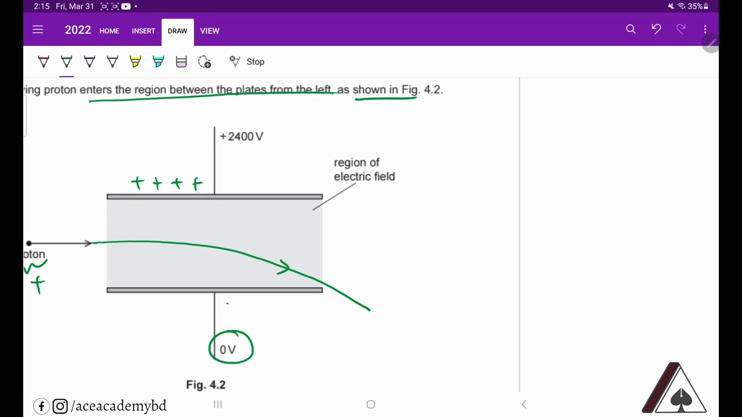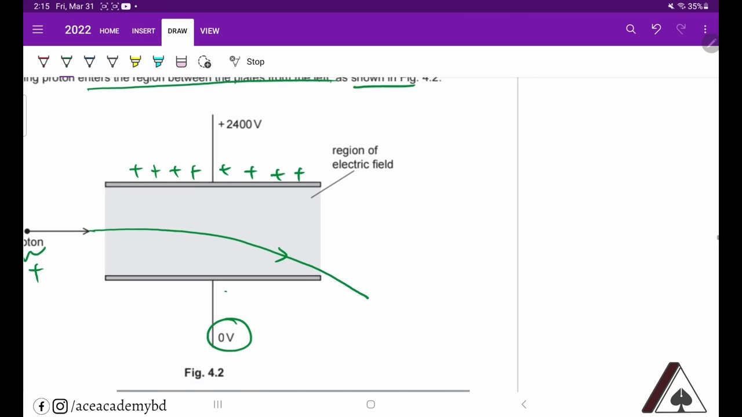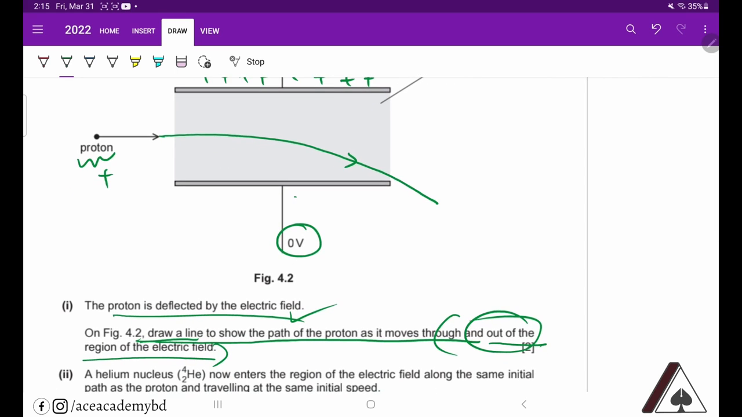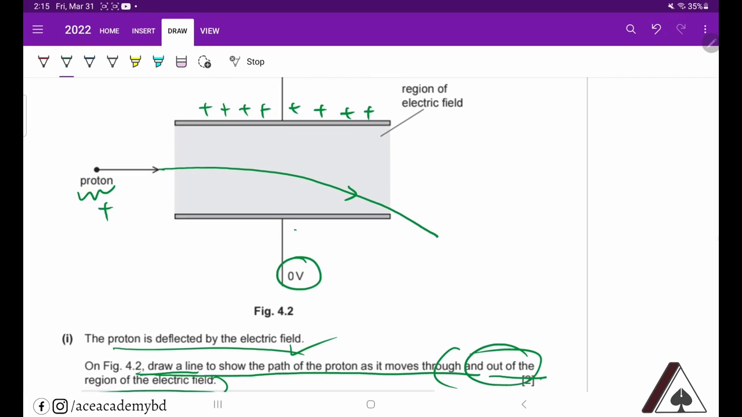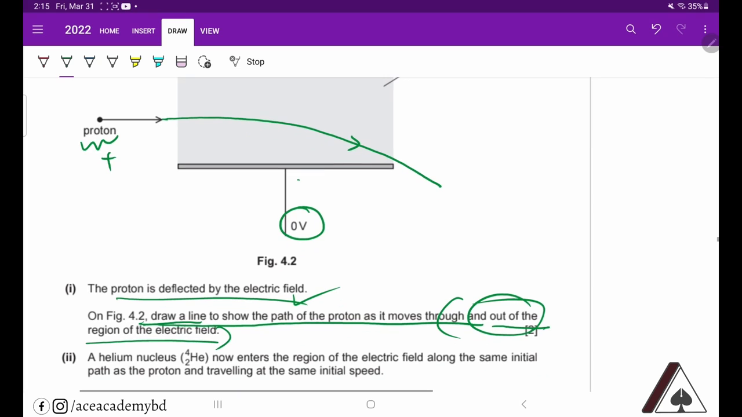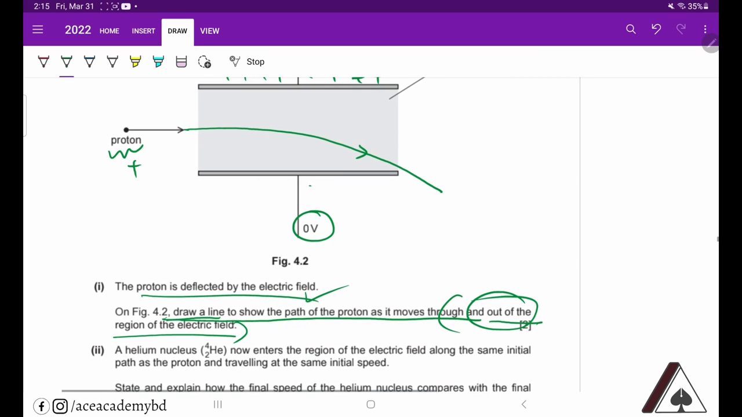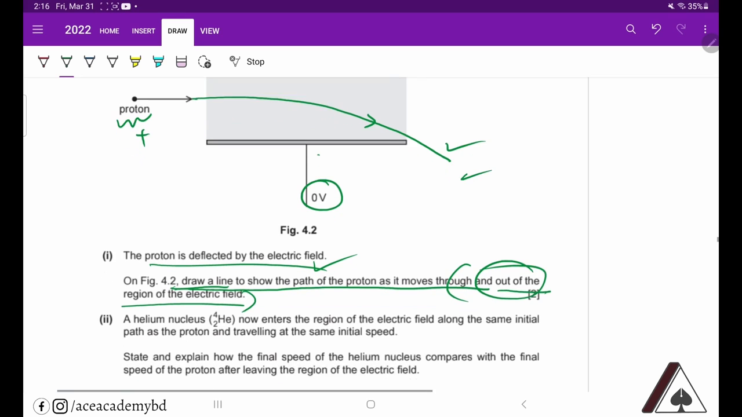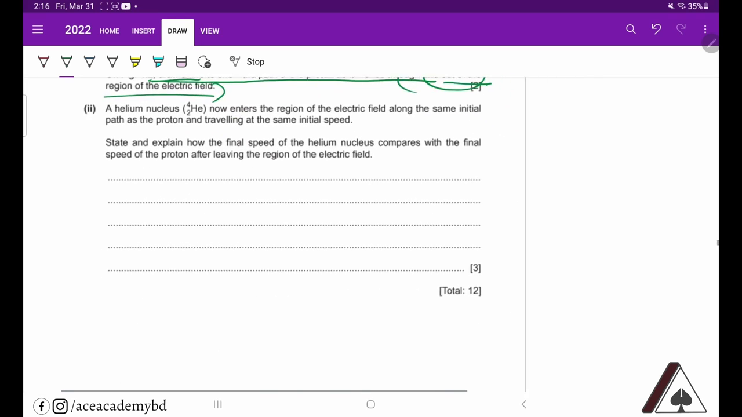The upward region is much more positively charged, hence it will repel the proton, so the proton will be attracted to the less positive region. Over here is 0 volts, so it's getting repelled by the positive charges on top, and it will move downward like this. So basically you have to show a curve and the deflection should be downward. That will score you the marks here.